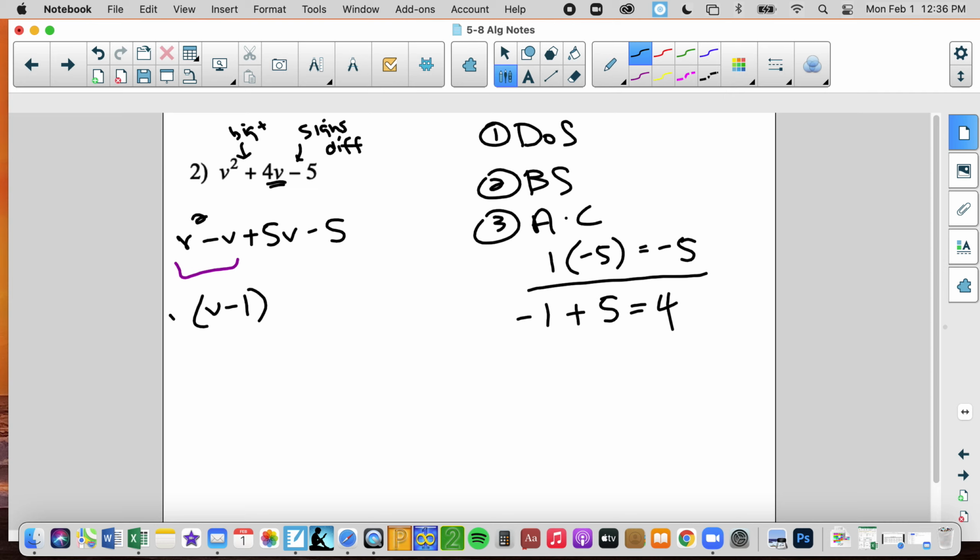And that's where it's tricky. If we divide v squared by v, that leaves me with a v. If I divide negative v by v, I get negative 1. The v over v gives me 1, and the negative gives me a negative. Let's group the second two. I can factor out a positive 5. That leaves me with v minus 1. V minus 1 times the quantity v plus 5.